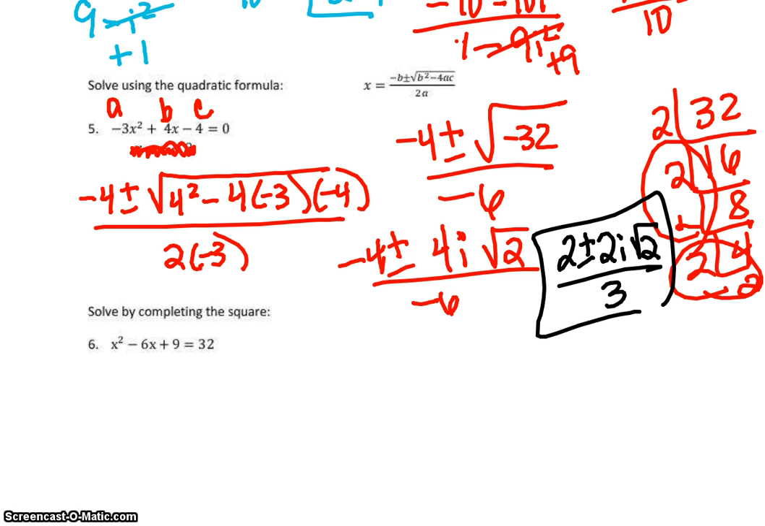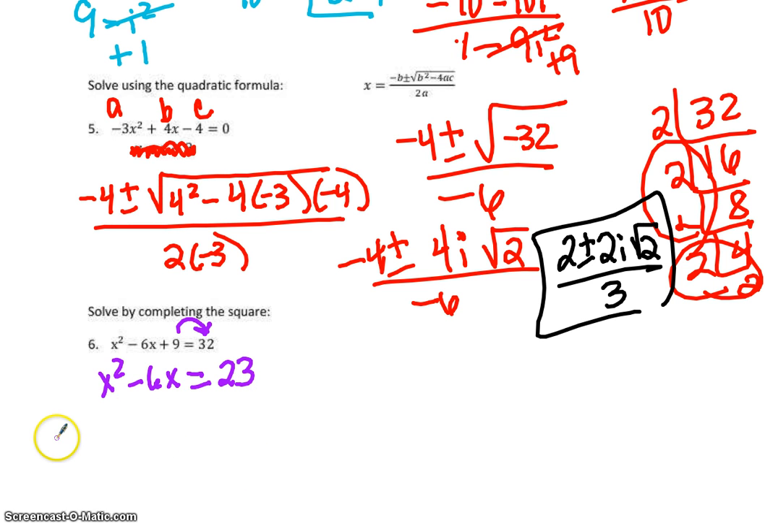Number 6 wants you to solve by completing the square. When you're completing the square, you've got to start by getting your constant all on the right. So we're going to move this 9. We have x squared minus 6x is equal to, and 32 minus 9 is 23.